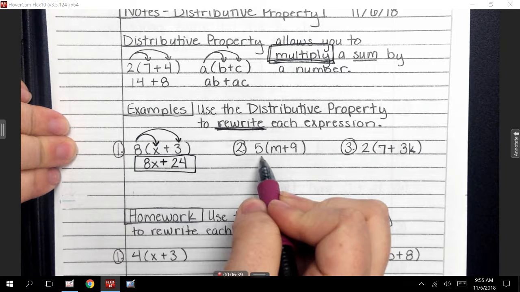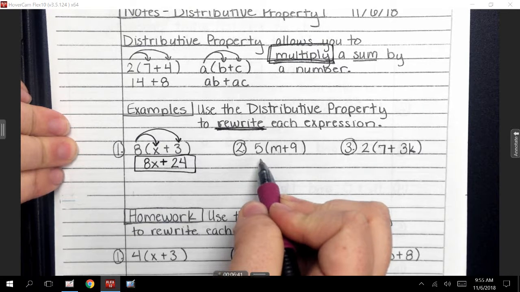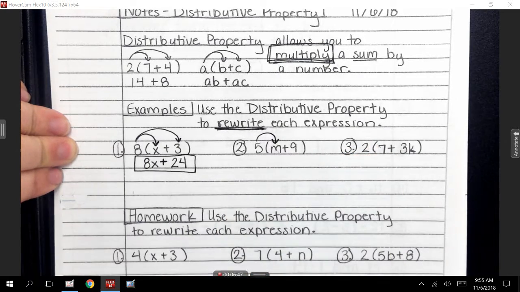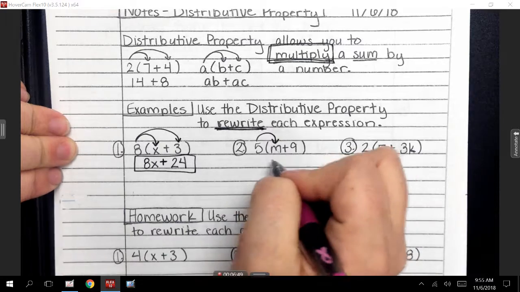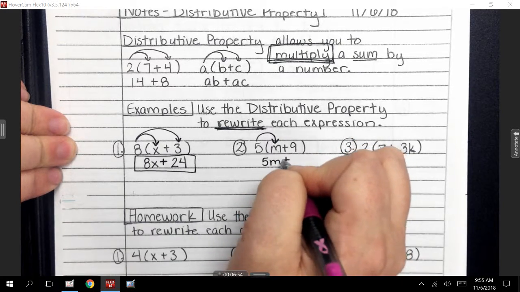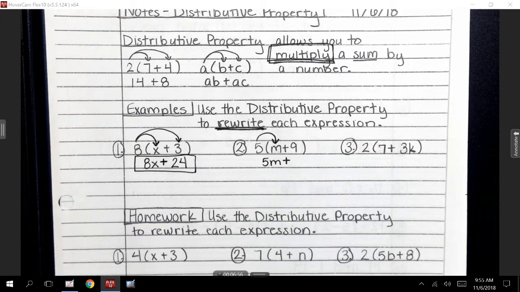All right, so let's do number 2 together. So I've got to pass out the 5. What operation am I doing? Multiplication. So I'm going to pass 5 to m. What do I get when I pass 5 to my m, Jordan? 5m. Excellent job. Keep that plus sign there. Guys, I'm not going to change the order ever. You're going to keep it just like it is, okay?